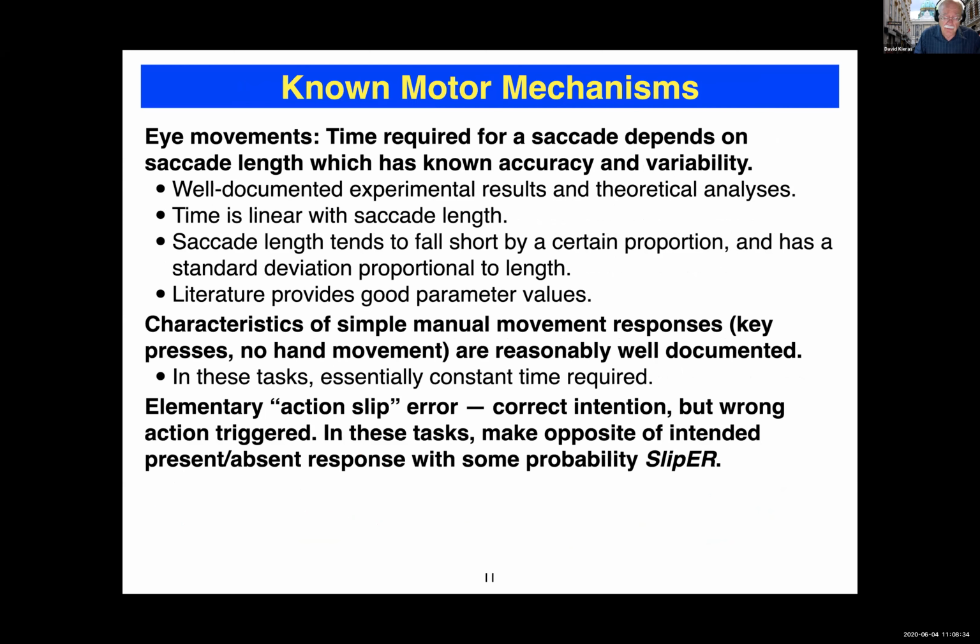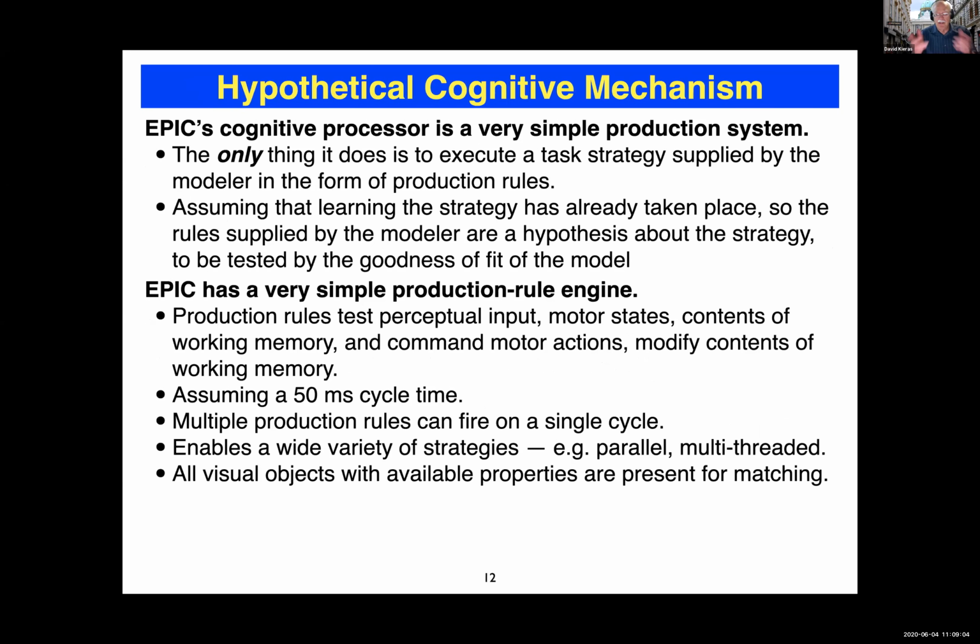Okay, known motor mechanisms, I don't have to say much about that. We know a heck of a lot about the timing and accuracy of eye movements and simple manual movements. It's also a common hypothesis that's been adopted of action slips. You have the correct intention, but you simply make the wrong action. Here we'll represent that as: you want to press the present button, but with some slip probability, you just hit the absent button.